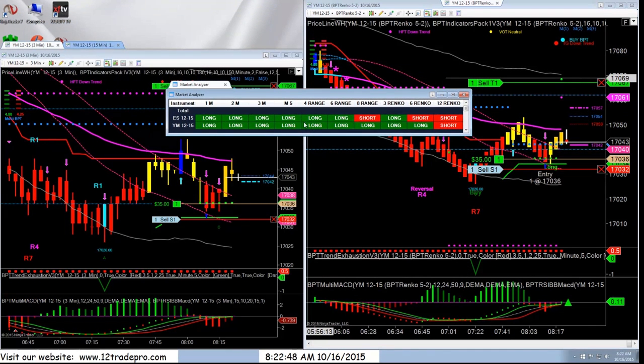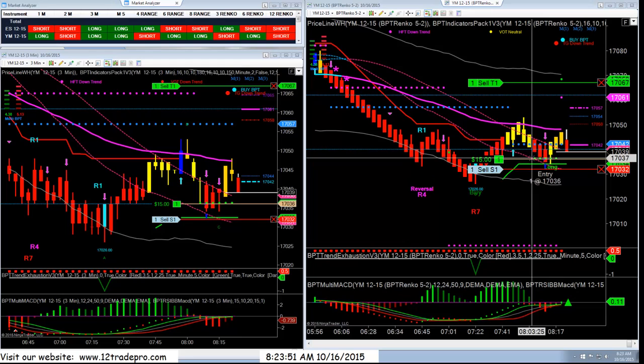Okay, the market analyzer window is telling me it's positive up pressure on the YM. That's the bottom row, all the way down to the 12 Renko. The ES also was giving me green all the way down. Now you can see the windows are flashing red in the shorter time frames, the 2-minute, 1 minute, and the 2-minute.